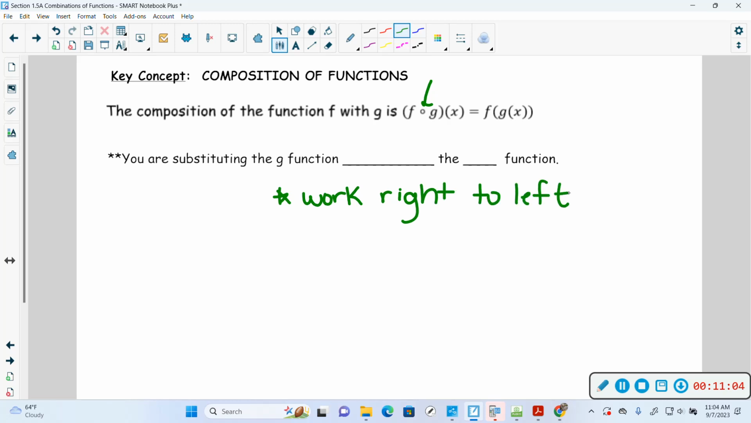Because I don't want to get so specific about the F and G, because they might use different names for the functions at some point. They might have H and T or R and S, I don't know. Really, we have to remember right to left. So you're putting G into F. So we're putting the G function into the F function for this situation. But again, I really want to remember it's right to left, backwards in the normal order we work in.